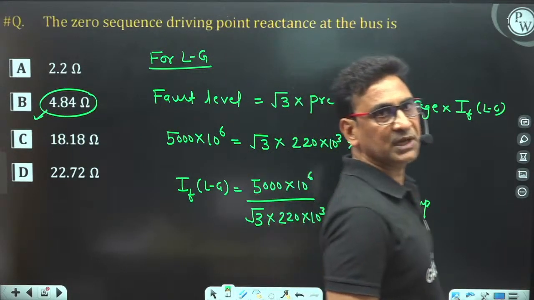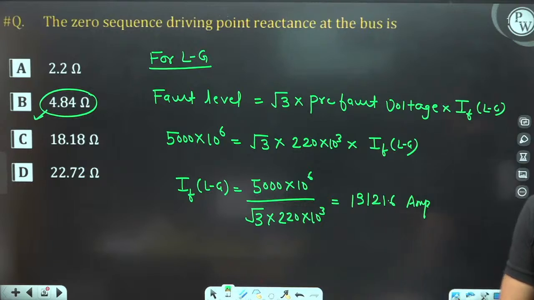Is it clear how we can find out the value of positive sequence reactance and the zero sequence reactance if the fault MVA is given to us? So we require the fault MVA for the three phase fault and the fault MVA for line to ground fault.